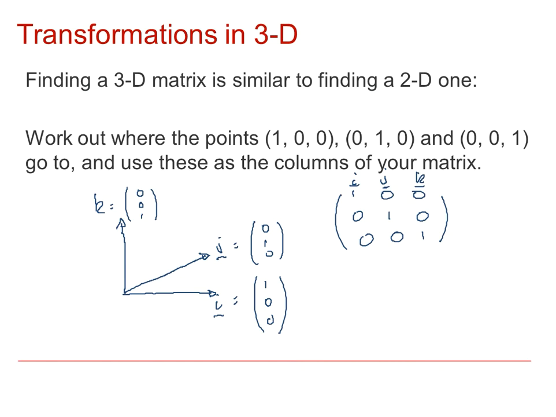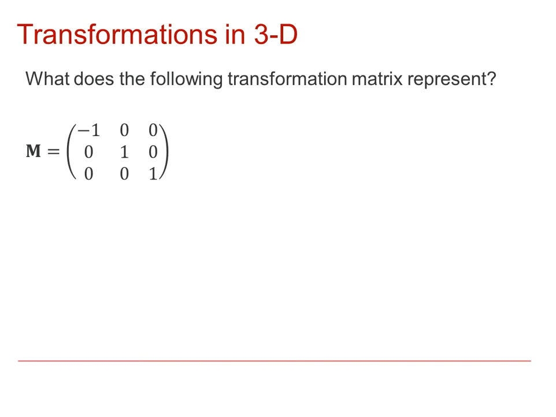And if we look at what happens to those when we do a transformation, then that will give us the matrix. Or conversely, given a matrix, we can find out what it does by considering what has happened to those 3 vectors. So as an example of that, here's a matrix question. i dashed is given by the vector -1, 0, 0, j dashed by 0, 1, 0, and k dashed by 0, 0, 1.